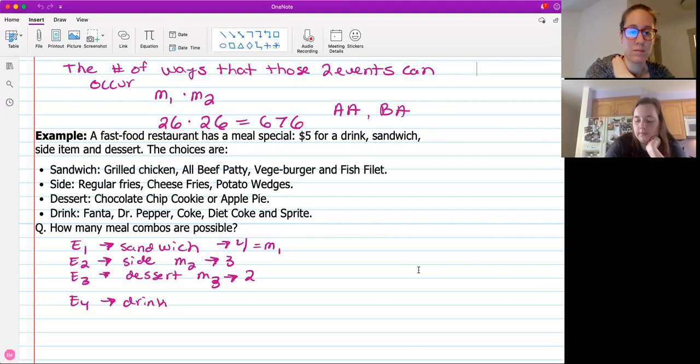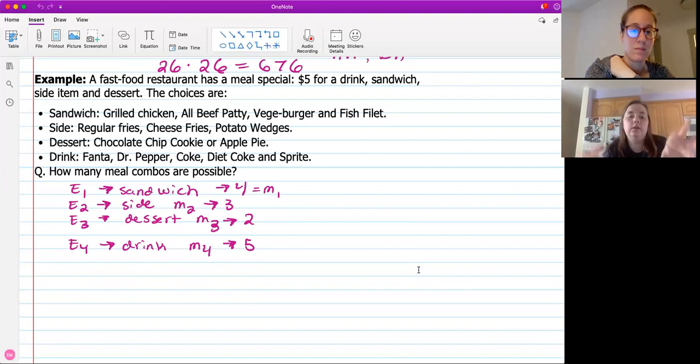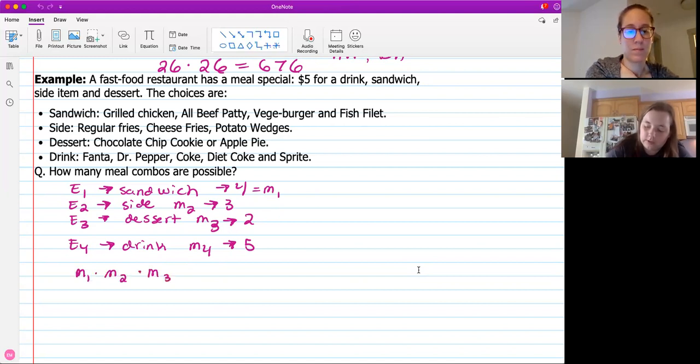And so M4 would equal 5. And then to figure out all the different ways that you can combine the meal and get different combinations, you would take all of those M events and you would multiply them together. So you would take M1 times M2 times M3 times M4. So you would have 4 times 3 times 2 times 5. And so you have 120 different ways that you can make your meal.